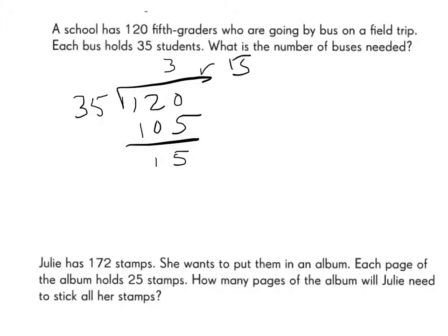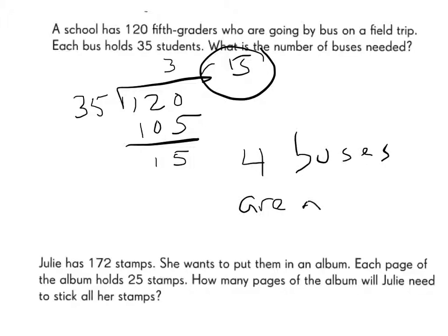But in my answer, I can't need part of a school bus, so this remainder forces me to say that 4 buses are needed. So sometimes the remainder will bump you up to the next whole number. Please take notes on this and attempt the next problem.